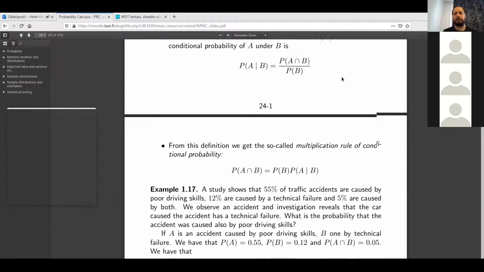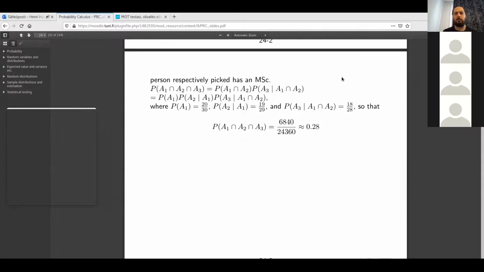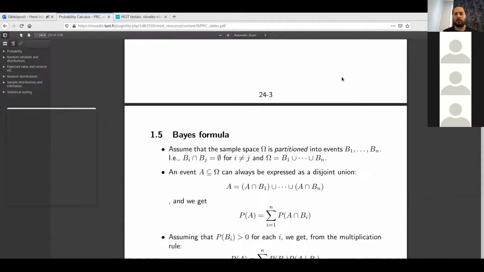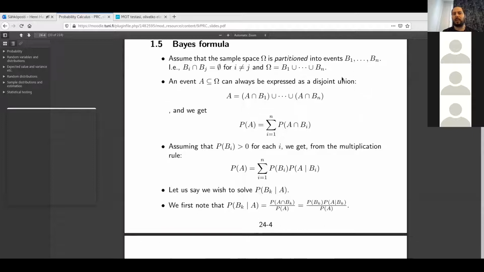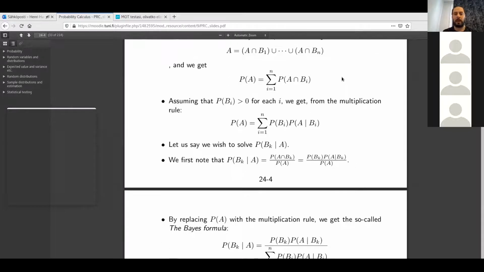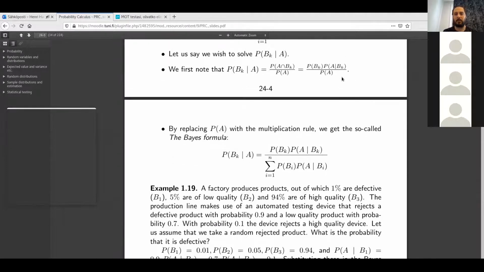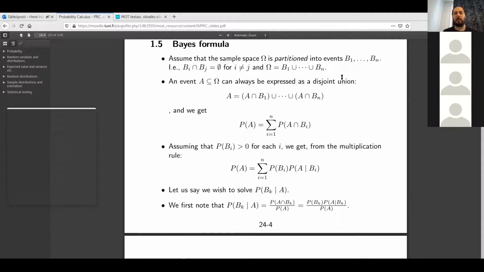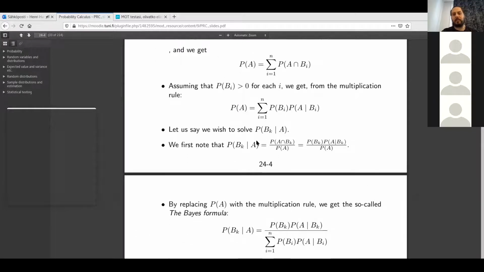So this led us to the Bayes rule or Bayes formula. We talked about that. That's highly important. We'll do a lot of exploration of this during the exercises. So I'll skip that. But the important property here was this, at the end of page 24.4. This is usually the way we express it with just single events B and A.